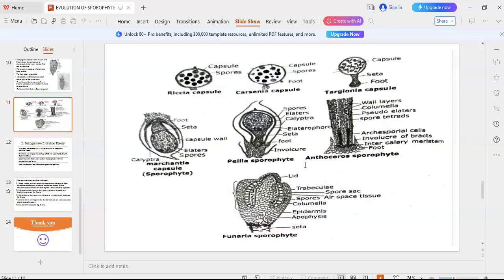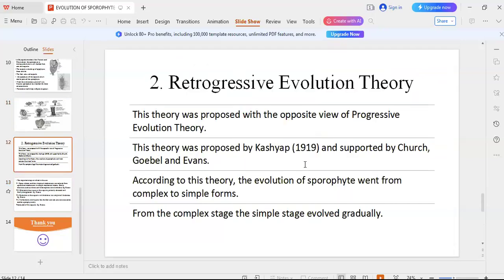Okay. Have you all understood these two theories? Yes, ma'am. Any doubt? Okay. My dear friends, any doubts regarding today's class?